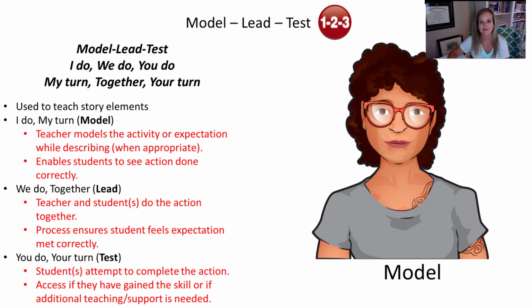The Model Lead Test Procedure in the curriculum is used to teach specific story elements. In the first part, the model, you, the teacher, are showing exactly what you want the students to do to help reduce those learning errors. This also may provide you with an opportunity to describe your thinking or what you're doing to help the students better understand as well. And it really is beneficial because the students see exactly what they are supposed to do before they have an opportunity to do it.